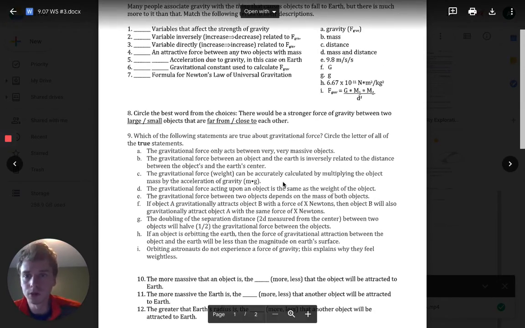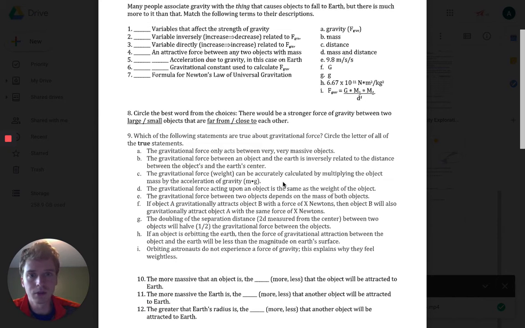So 1, variables that affect the strength of gravity, that should be D, mass, and distance. 2, variable that inversely increase means you decrease the force of gravity. So if we increase the distance, you decrease the force of gravity. So C for number 2. 3, variable that directly, if you increase that variable, that you increase the force of gravity, that is mass. You increase mass, you increase the force of gravity.